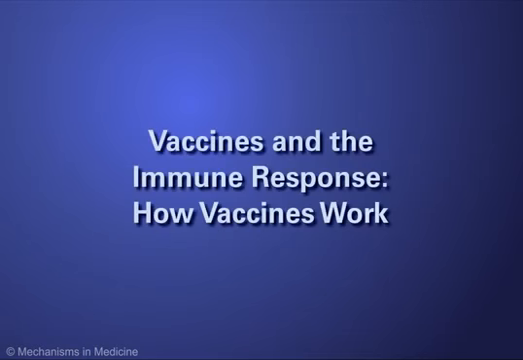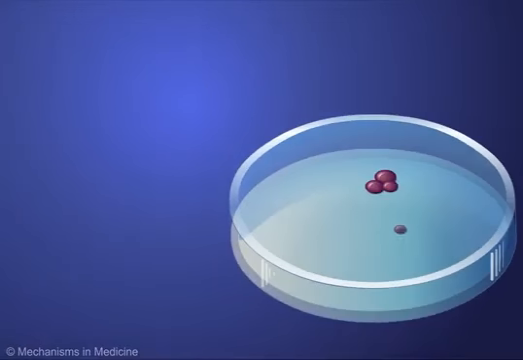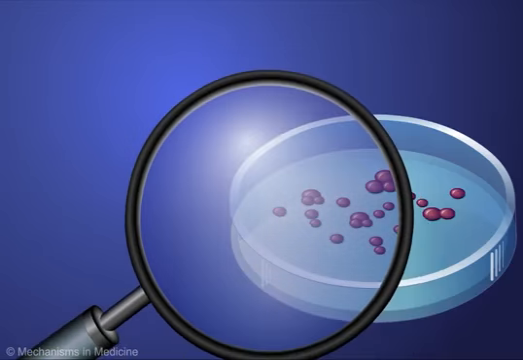Vaccines and the immune response. How vaccines work. Influenza vaccines are able to trigger an immune response by mimicking viral infection.